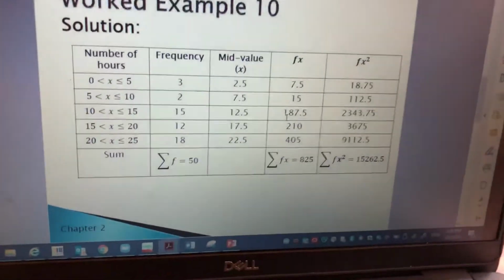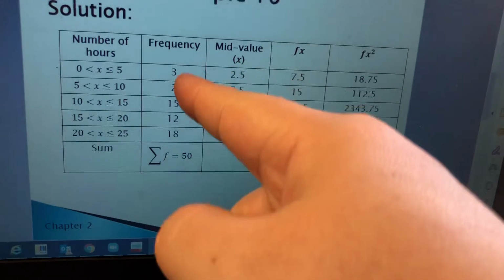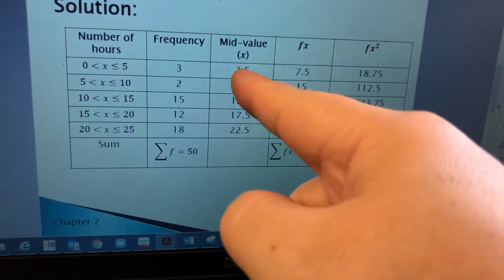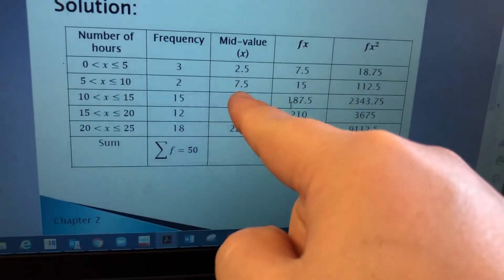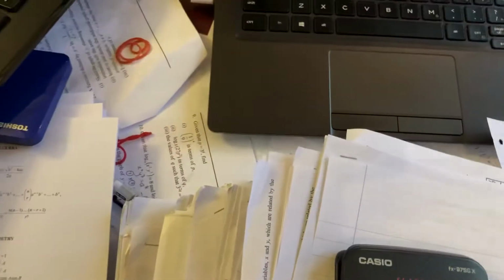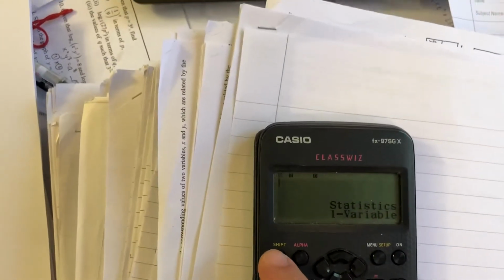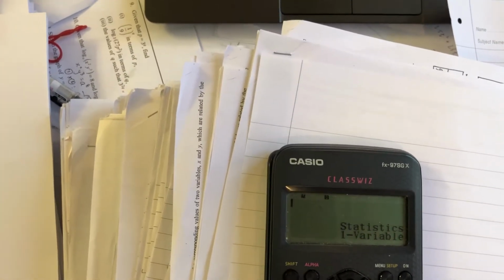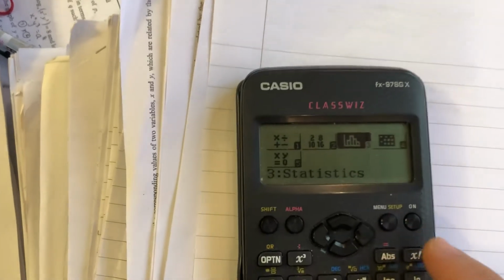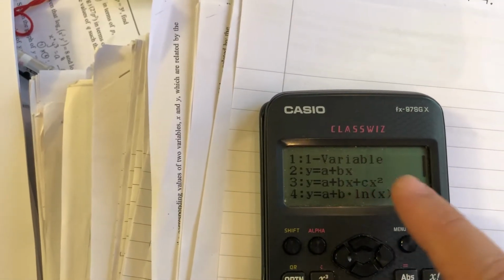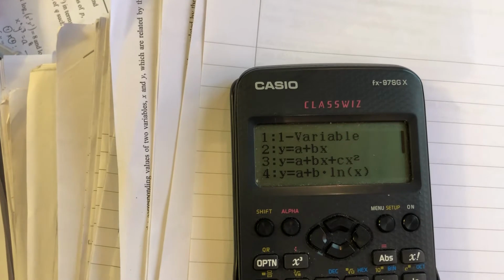Now, how do you use the calculator? You only actually need the f and the x, the data value. This is the data, and how many times does this data appear? 3. How many times does this one appear? 2, and so on and so forth. So how do you use the calculator? The calculator has a few modes. You press this menu, then you don't go to the first one, you go to the third one. The third one will bring you to statistics, and you choose the first one, which says variable.